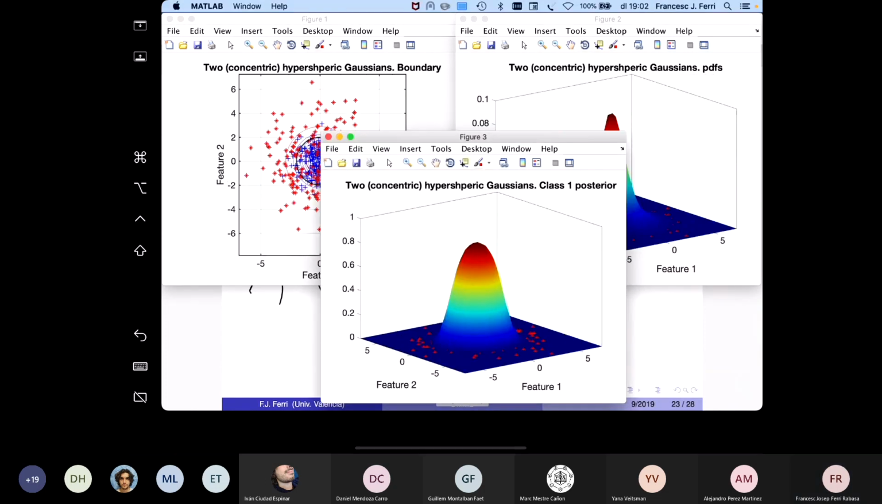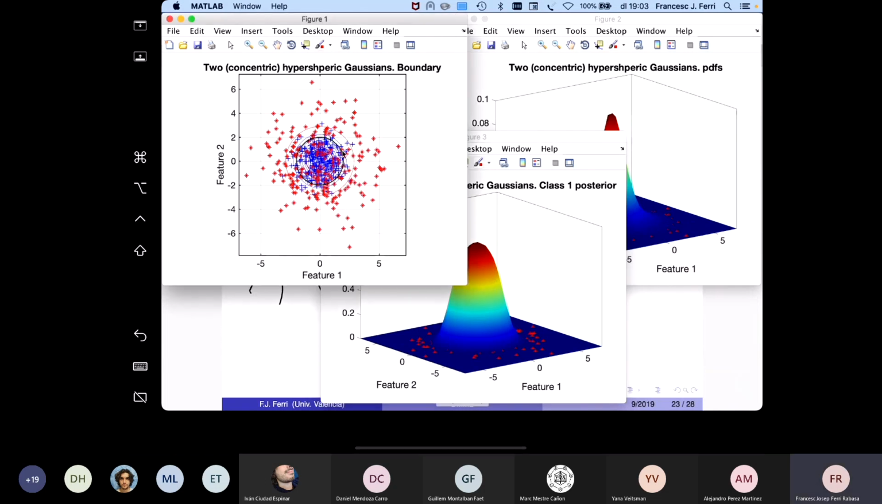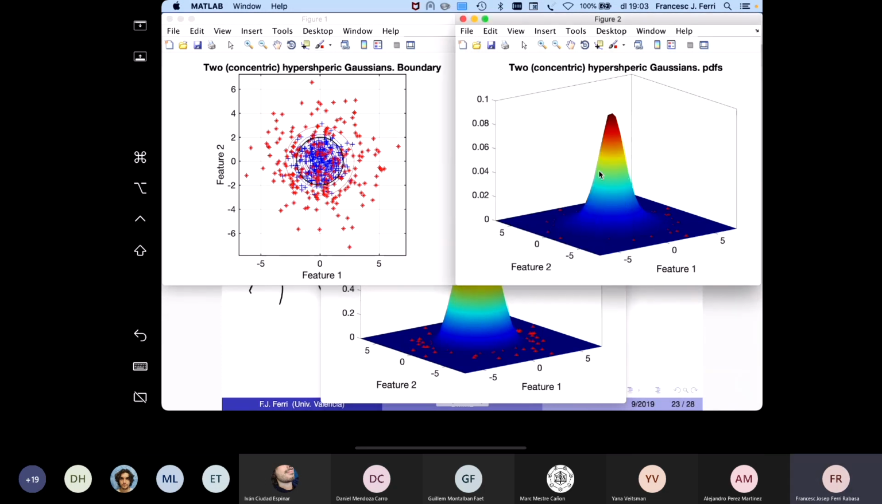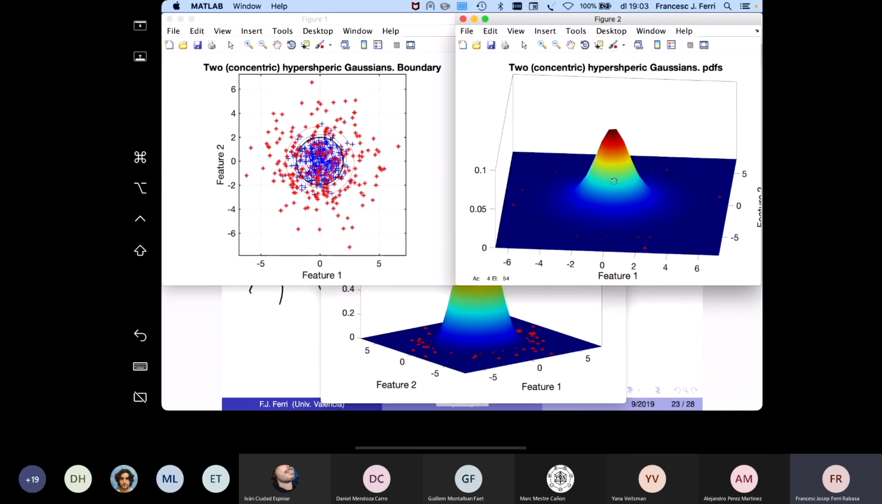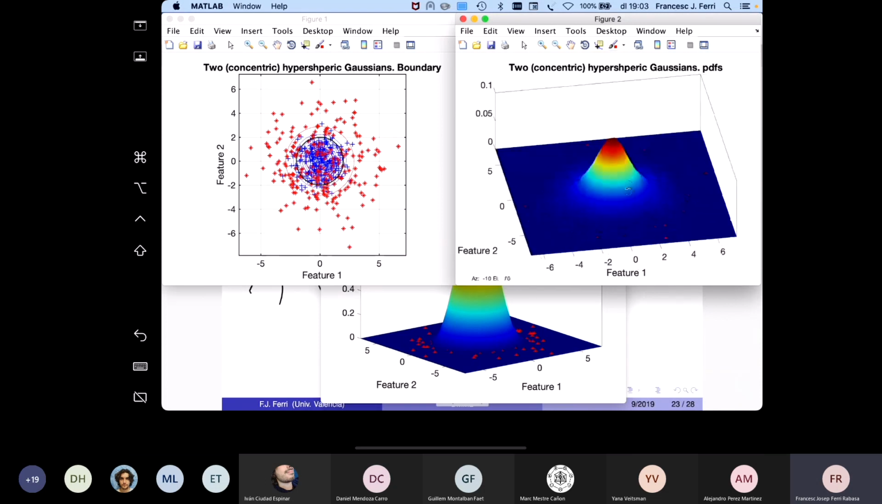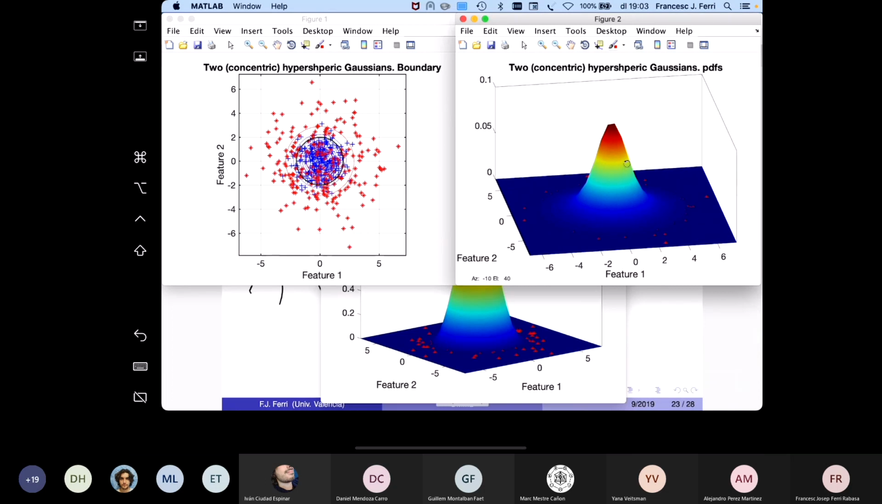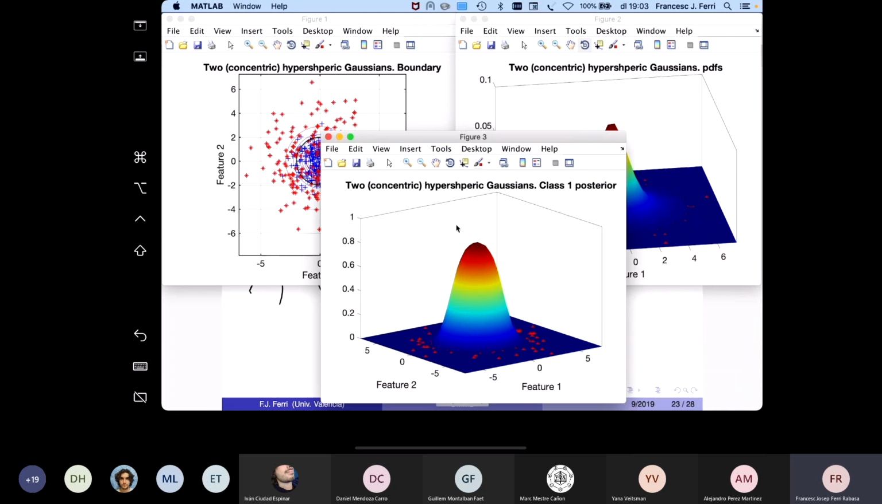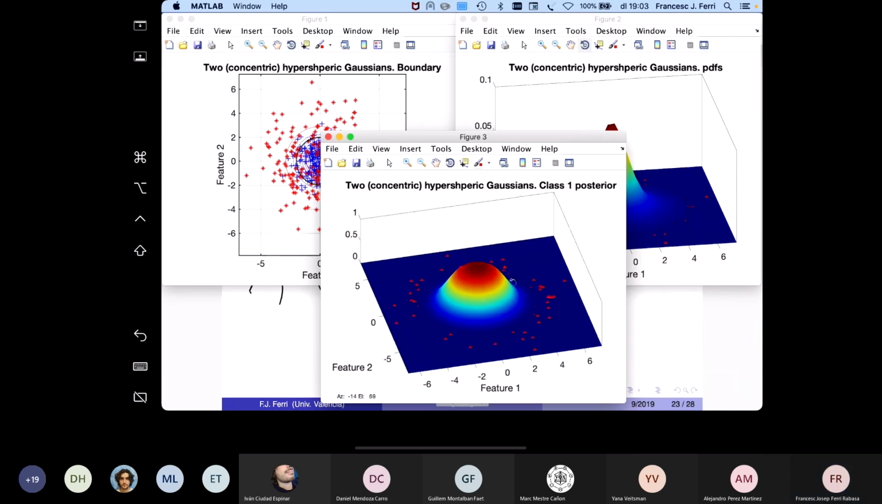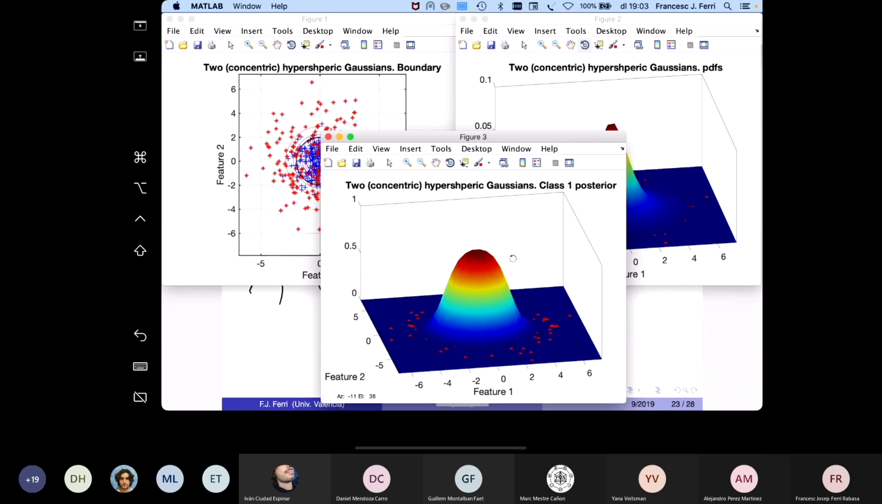More cases. What happens if we have two Gaussians, hyperspheric ones, with different variances but the same mean? Both Gaussians are centered at 0. What happens? Well, we cannot see anything here because we have one Gaussian on top of another, but one of them is wider. So the posterior looks like this.